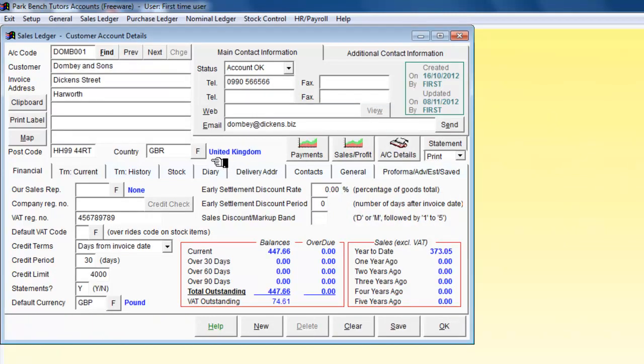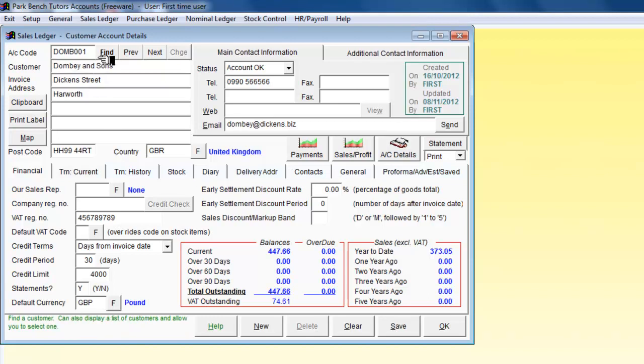And the part that I want you to look at is this, that they have credit terms which are 30 days with a credit limit of 4,000, and the early settlement discount is 0.